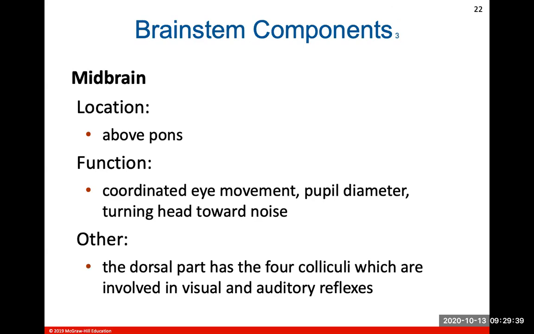The midbrain is then above the pons. It helps with coordinated eye movements, pupil diameter, and turning your head toward a noise. The other part about the midbrain is that it has a dorsal part that has 4 colliculi, which are involved in visual and auditory reflexes, so seeing and hearing.